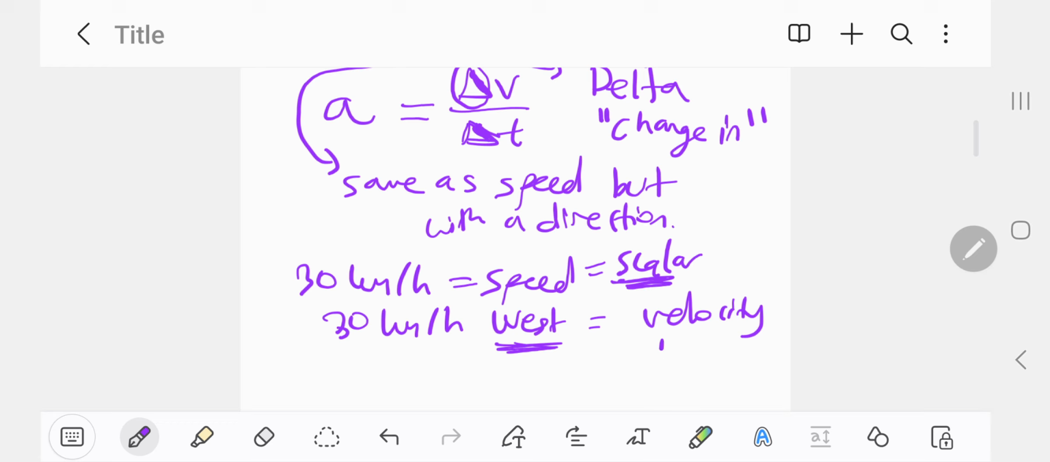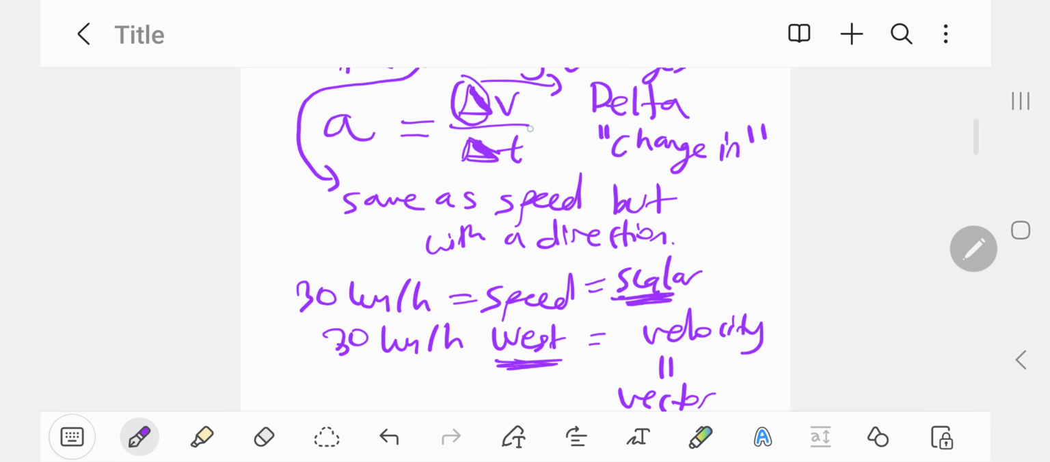A vector quantity, you can think of it as an arrow. It's something that's got size and direction. So you can think of wind velocity. That's a vector. It's got size and direction. Force is also a vector. Let's say 10 newtons applied in the west direction.